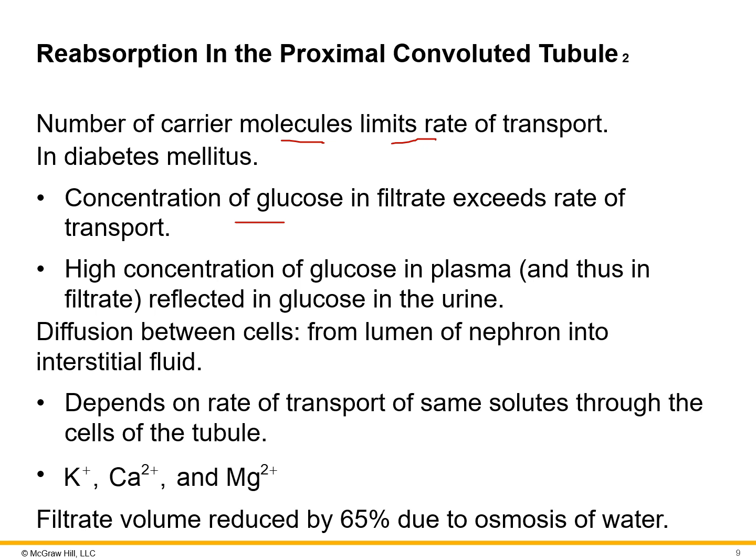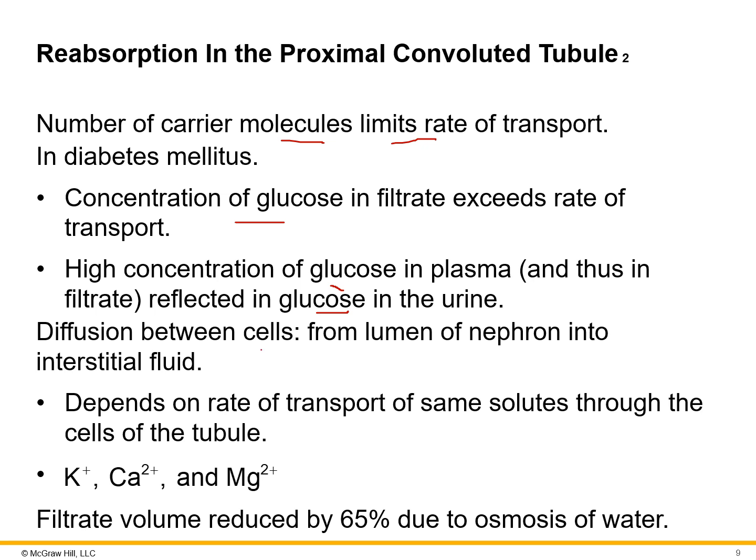So with diabetes, when glucose concentrations are high, most of it is not going to get reabsorbed because there are just not enough transporters to keep up with it. The glucose in the plasma stays in the filtrate and gets excreted in the urine, which is why a urine test showing high glucose indicates a problem.